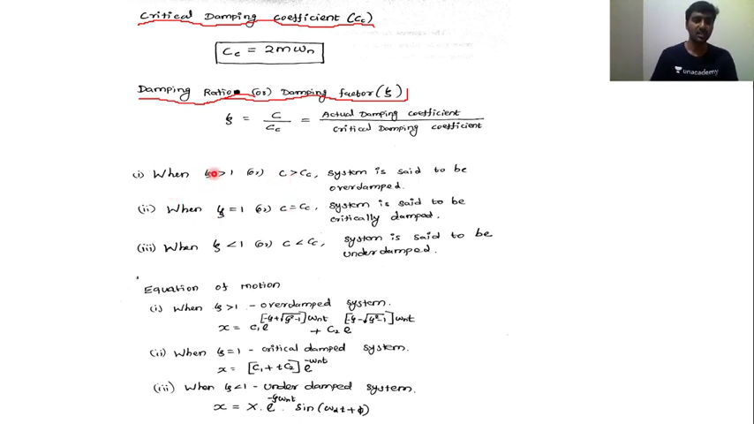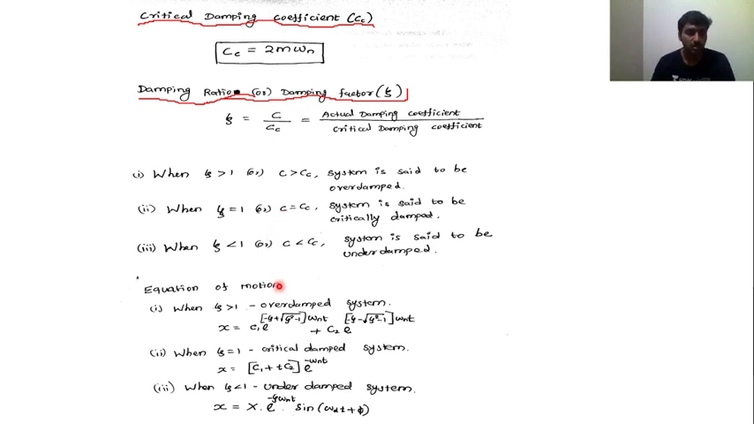Now, as per the critical damping coefficient, we have a few relations between zeta and Cc. When zeta is greater than 1, that means the actual damping coefficient is greater than the critical damping coefficient, and the system is said to be overdamped. When zeta is equal to 1, that is C is equal to Cc, the system is said to be critically damped. When critically damped, the damping is minimum, but it arrests the oscillations or vibration. When zeta is less than 1, that is the actual damping coefficient is less than the critical damping coefficient, the system is said to be underdamped.